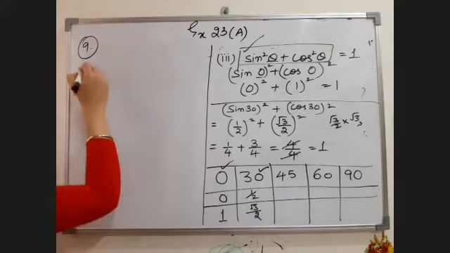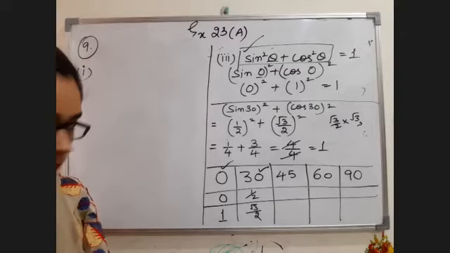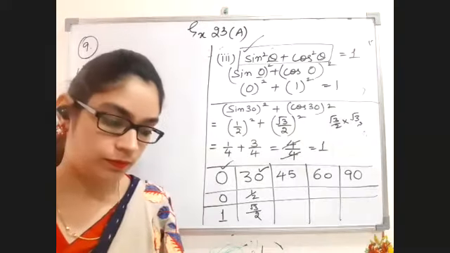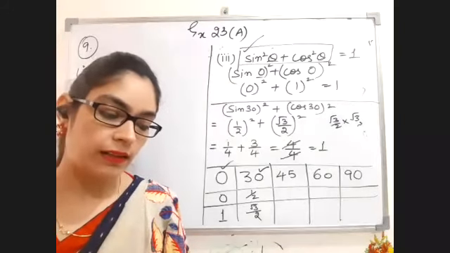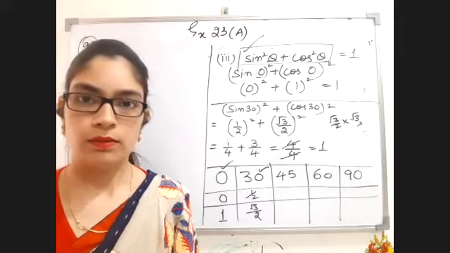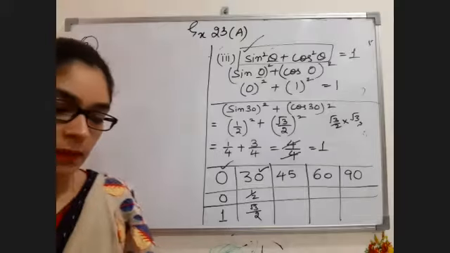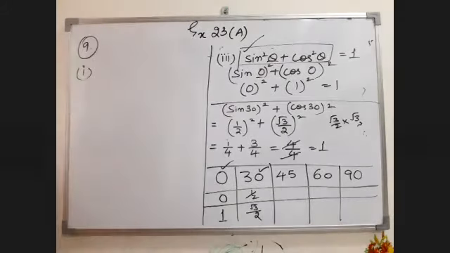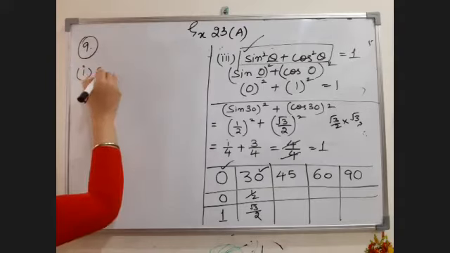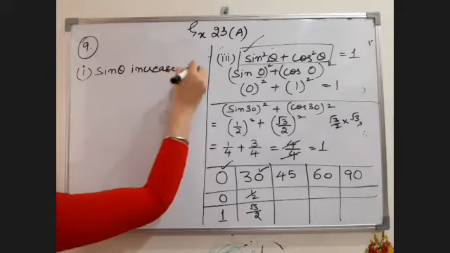So what is the first point? Can anyone read? Sin theta increases or decreases as theta increases. State for any acute angle. Acute angle means the angle less than 90 degrees. So we have to state whether sin theta increases or decreases.